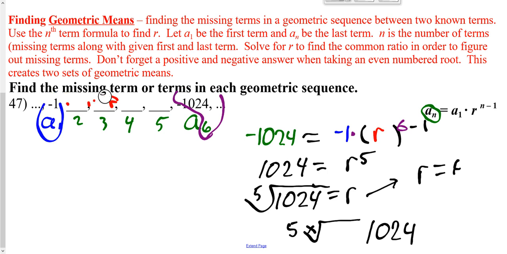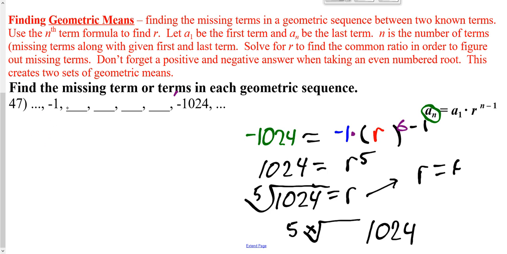If r is 4, that means you're multiplying by 4 each time. So all we have to do is go back up here and start multiplying by 4. Negative 1 times 4 is negative 4. Then negative 4 times our r of 4 is negative 16. Once again, r is 4. We multiply by 4 again, we get negative 64. Multiply by r again, we get negative 256. By the way, we can double check that we did this right, because if you take your negative 256 and multiply it by 4, you do get to that negative 1024.